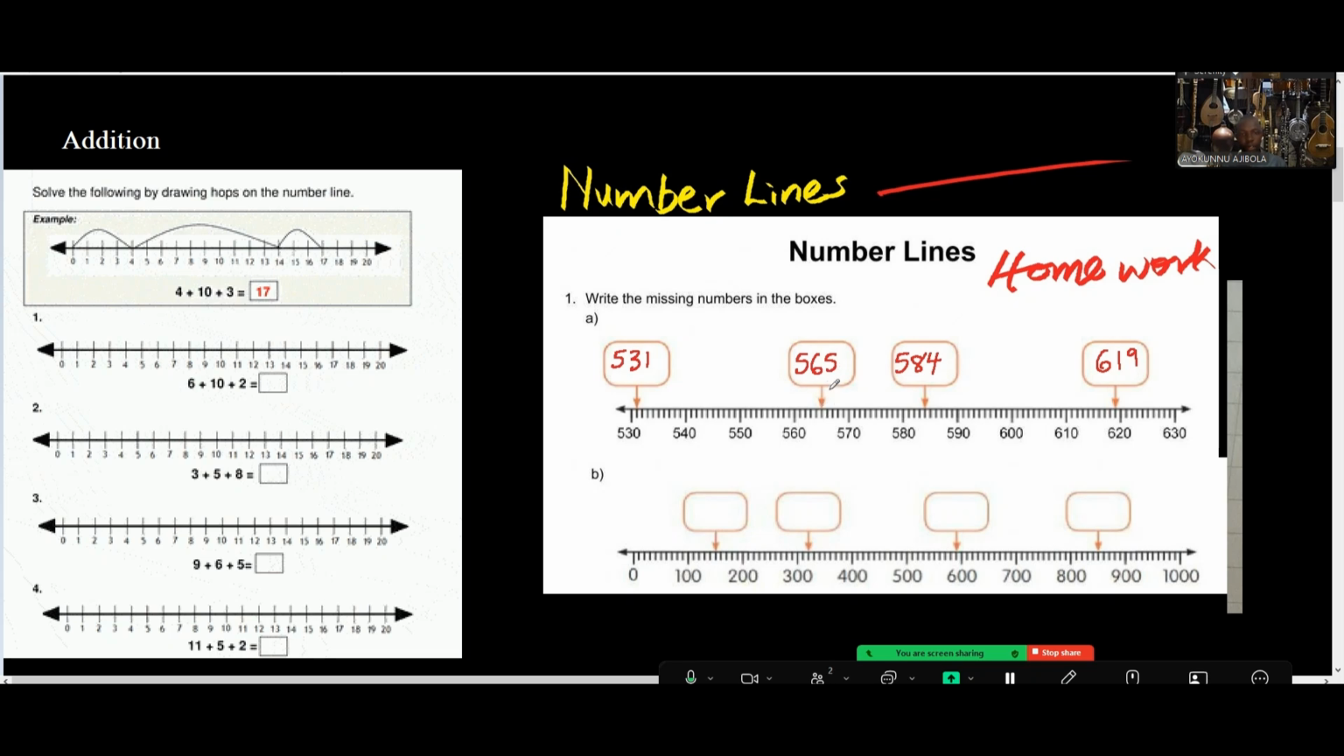Yes. And this other one, we have 560, we have 570. So between them, we counted up to 5 steps here. That's 565, okay? And this one, 580, 590, then we counted 4 steps. That's 584. That's how we arrive at the number there. And this last one, we have 620, we have 610, then we counted 9 steps. That is 619. And that's where we got this, okay?